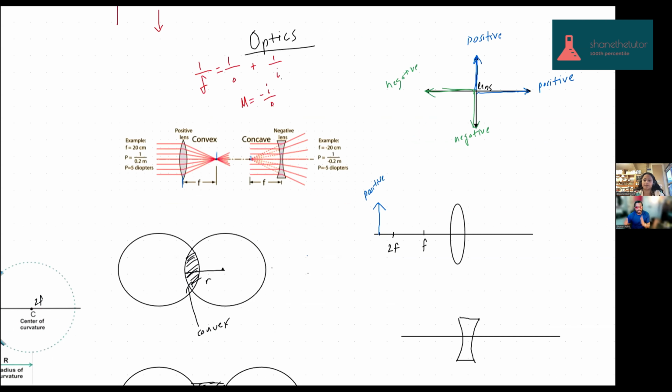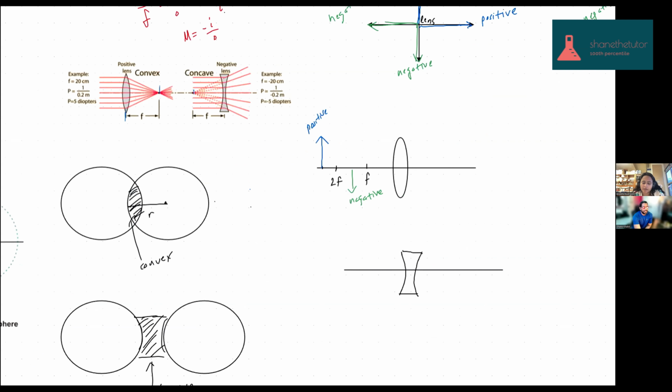So that's an example of that. And then I could say, let's make it green, something like this, that will be negative. And that's going to be true for the mirror as well.